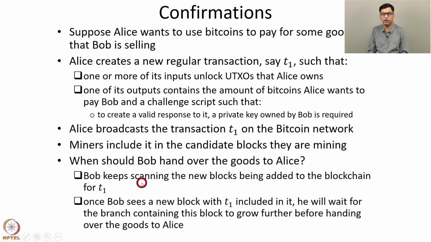Once Bob sees a new block with transaction T1 included in it, then he will wait for the branch containing this block to grow further before handing over the goods to Alice. So once Bob sees a new block with T1 in it, why does he not immediately hand over the goods to Alice? Why does he wait for the branch to grow further? We'll discuss the reason for that.